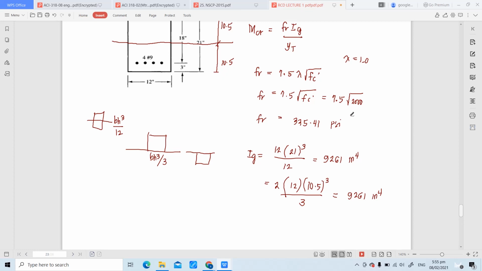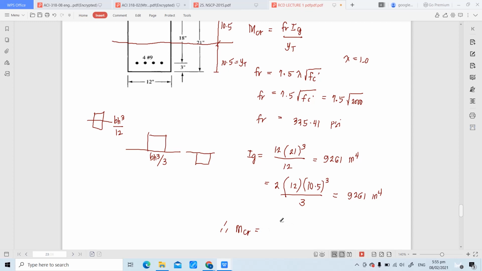Okay. So, y of t, or y's of t, yun yung distance ng centroid ng cross-section natin papuntang extreme tension fiber, papunta sa pinakailalim. So, papansin nyo, y's of t is 10.5. No? Okay, so meron na tayong values nung lahat. Therefore, we can now compute cracking moment.